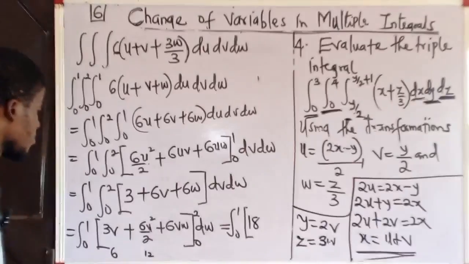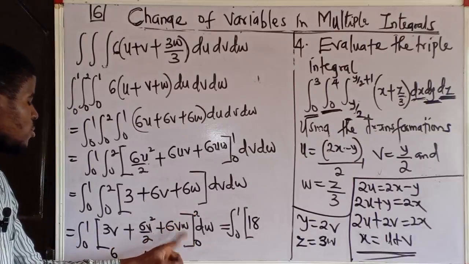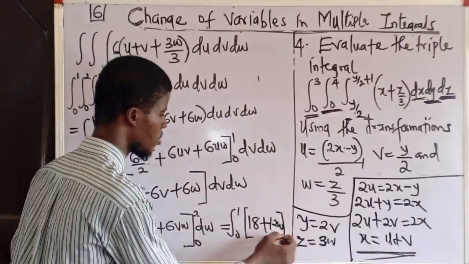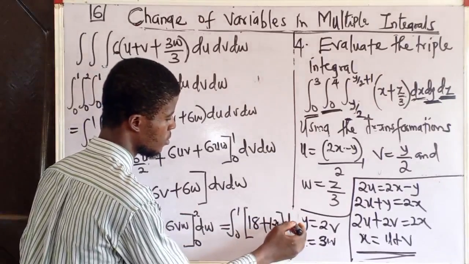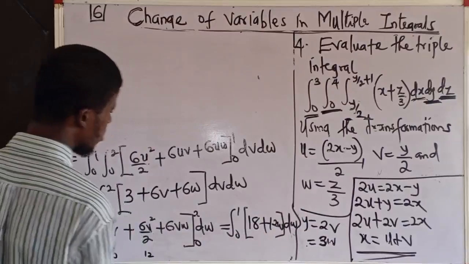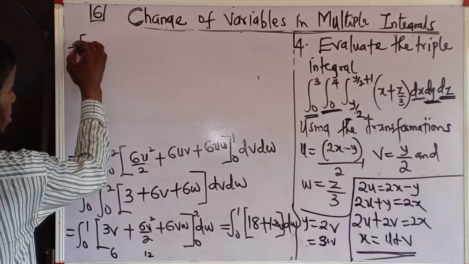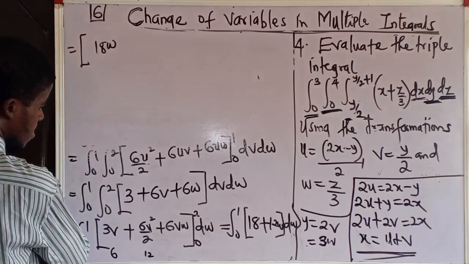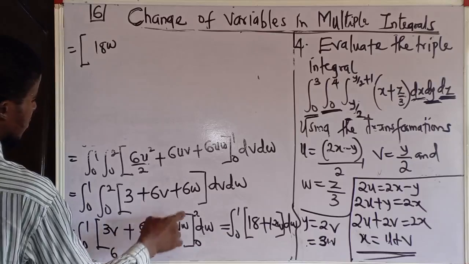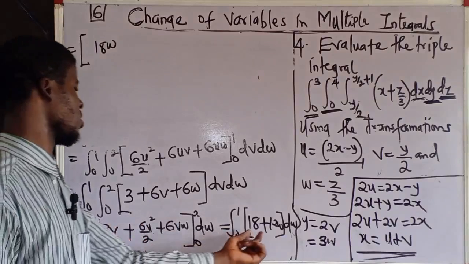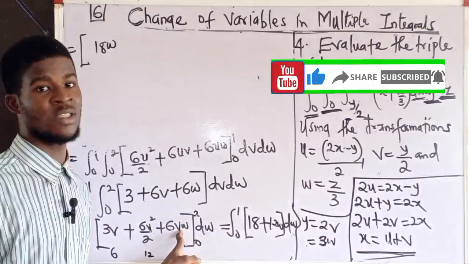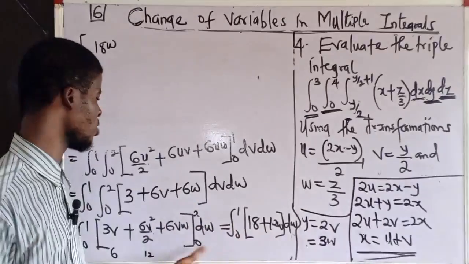I hope you get what I'm doing. If I plug in 2 here, that will be 6. 6 times 2 times w, that's 12w. We have dw now. So we now integrate this one with respect to w now. And that will be 18w. Mind you, I didn't plug in the lower limit, which is 0. Because if I had plugged in the lower limit, I would still get 0 into this is 0, into this is 0. That's why I didn't bother to use the lower limit.